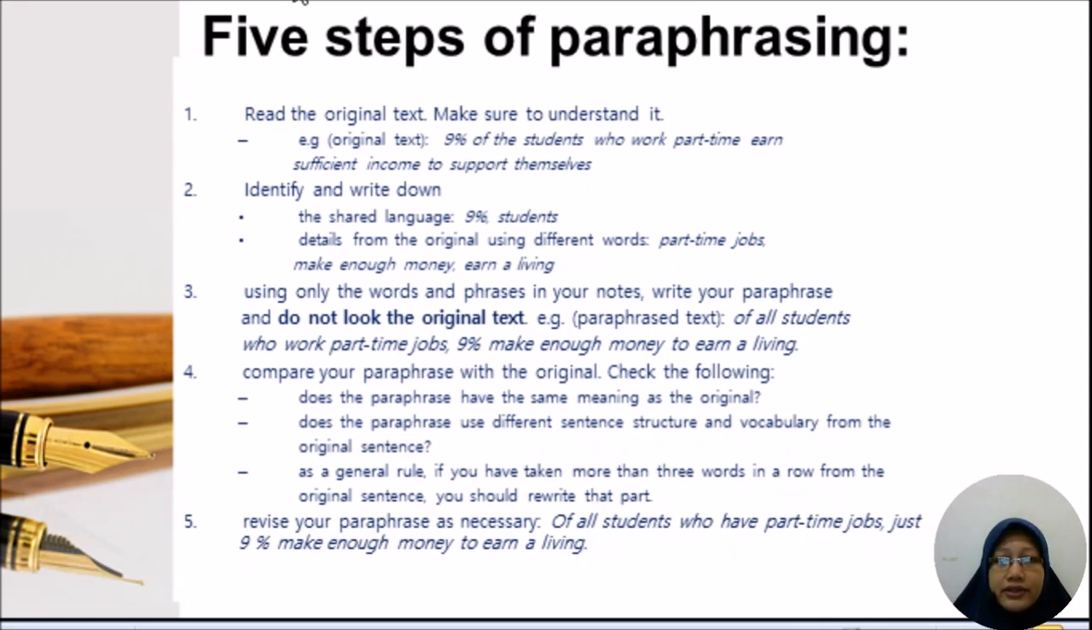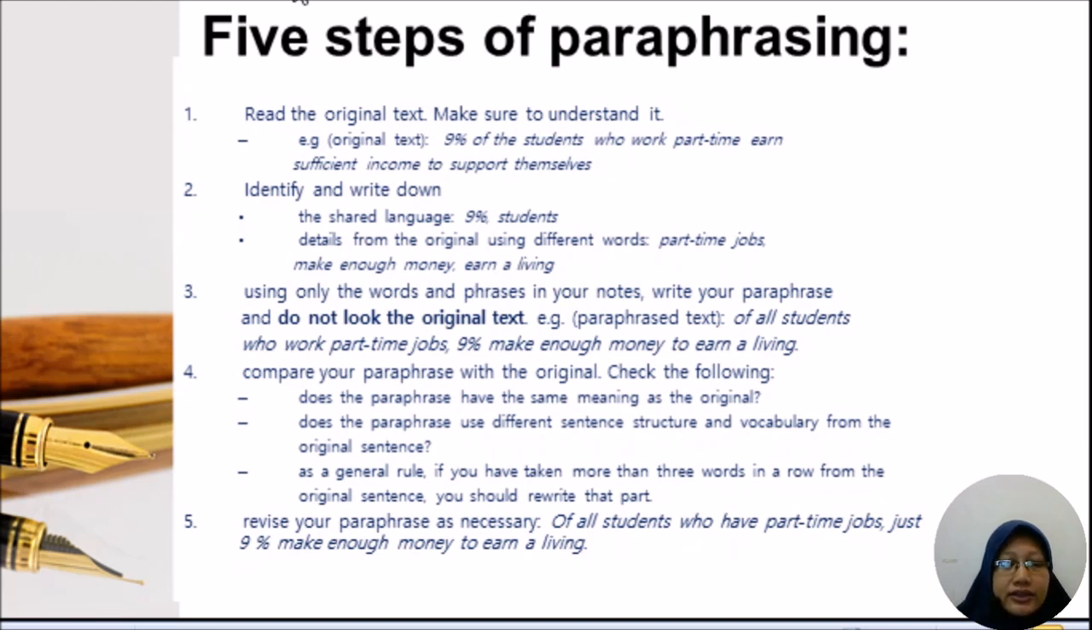And these are the 5 steps of paraphrasing. The first one: read the original text. Make sure to understand it. I repeat: read the original text and then make sure to understand it. The example in this part is: 9% of the students who work part-time earn sufficient income to support themselves. Try to understand the meaning of the original text.